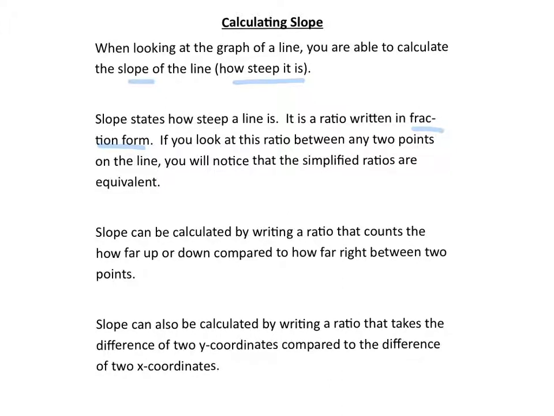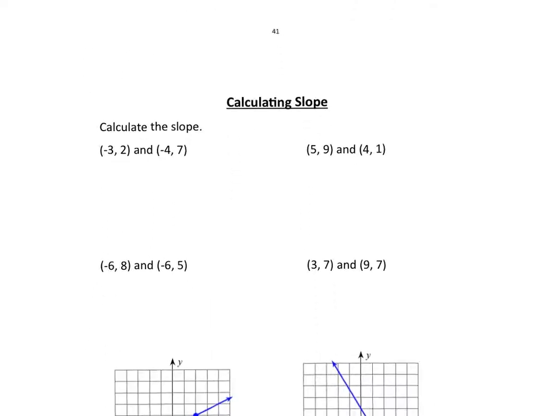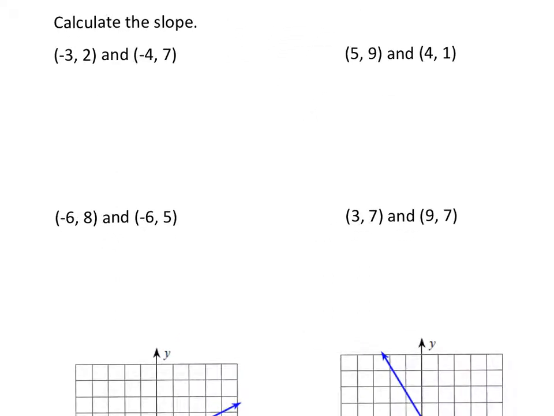Now slope can be calculated by writing a ratio that counts how far up or down compared to how far right between the 2 points. Notice that up and down came first, and we know that up is positive, down is negative, and then how far right is positive. You technically could say how far left, but we really don't deal with that. If you were moving in a left direction, left would be negative. Slope can also be calculated by writing a ratio that takes the difference of the coordinates. So you take the 2 points and you subtract the y's over subtract the x's. We looked at counting between them in the previous video. Now we're going to look at the whole subtraction piece in this video.